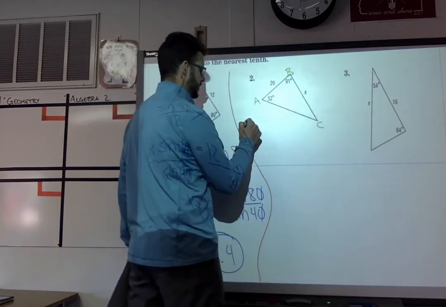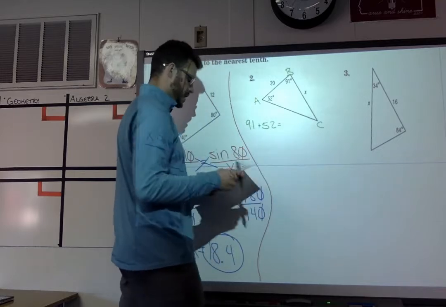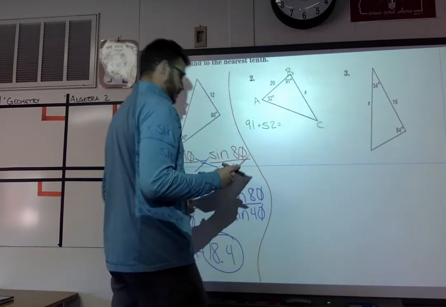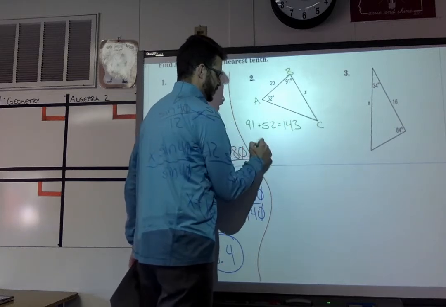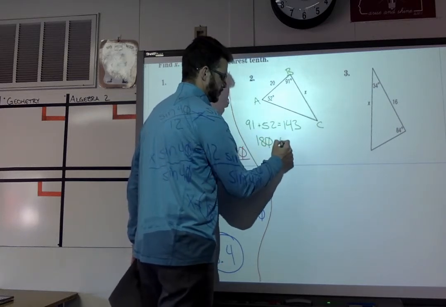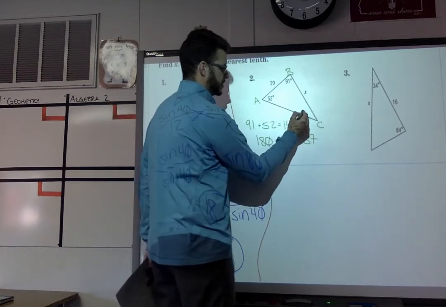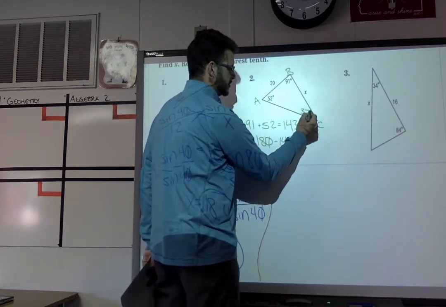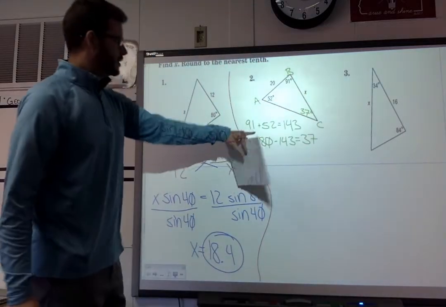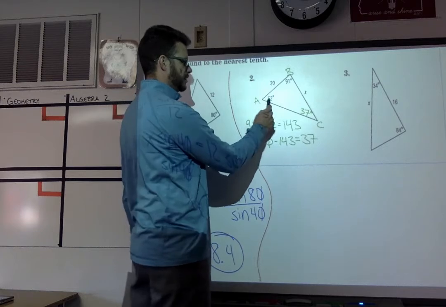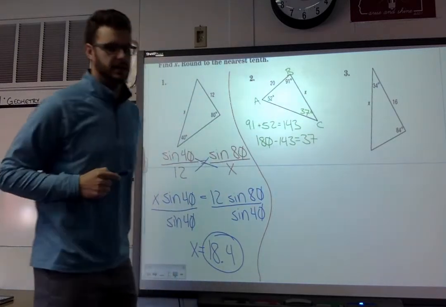So we could say 91 plus 52 would give us, what's that, 143. Then we can do 180 minus 143, which would give us 37. So angle C is 37 degrees. So now we have angle A with its opposite side length and angle C with its opposite side length.